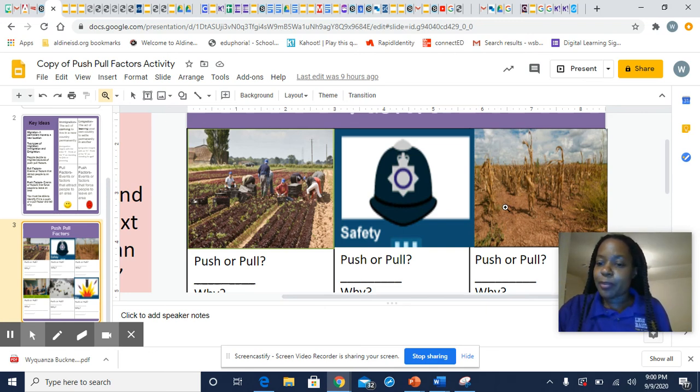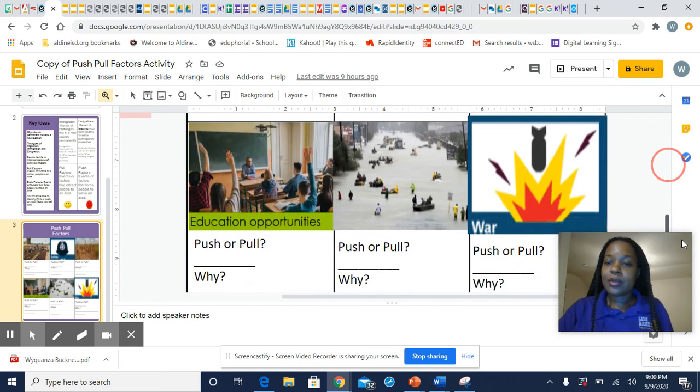This one is a picture of a drought. Everything is dried up. So is that a push factor or is that a pull factor? A push factor or a pull factor? Let's move down. All right, this right here says educational opportunities. So they're getting their education. Is that a push factor or is that a pull factor? And tell me why.